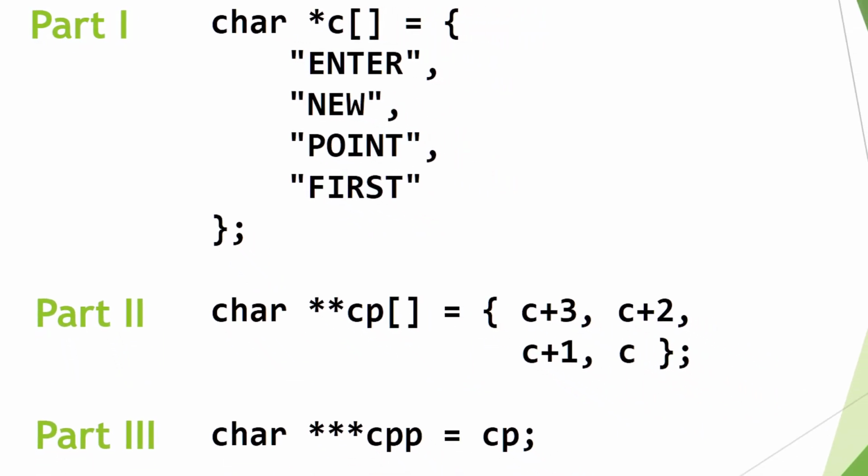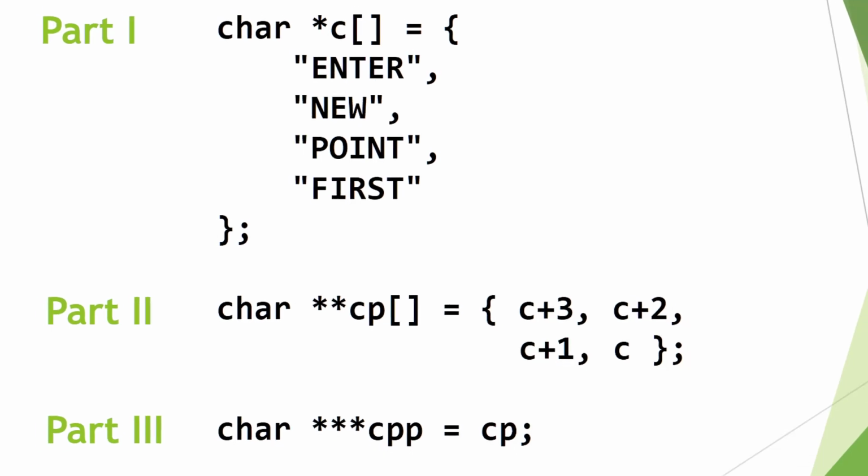Part 3 basically creates just a variable which is set to the same thing that CP is pointing to, but you see it's explicit there that CPP is a pointer to a pointer to pointers to char. Okay, let's see if we can go on from here.